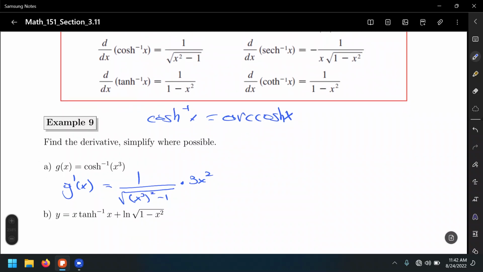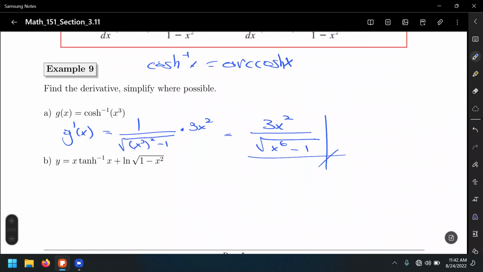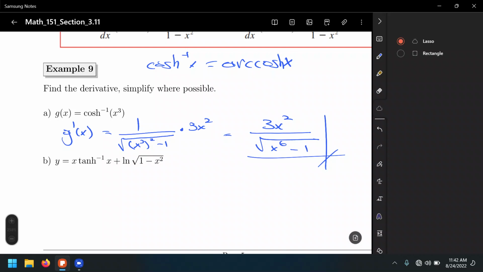Well, we still need to simplify this expression. We're pretty much done with the calculus. So let's see. x cubed to the second power. What do we do with the power? Do we add 3 plus 2? Multiply. Power of another power, multiply the powers. That's 3x squared over the square root of x to the 6 minus 1. And let's call it that for this exercise. Okay, I'm going to need more space in here.